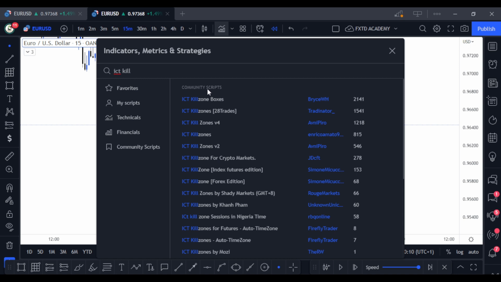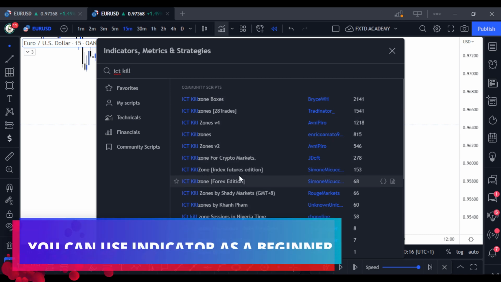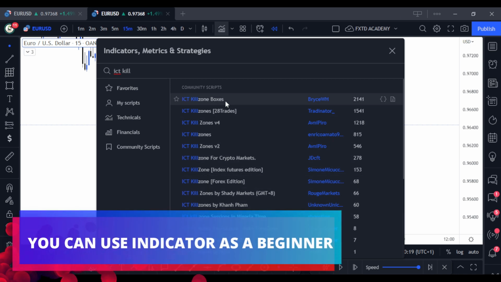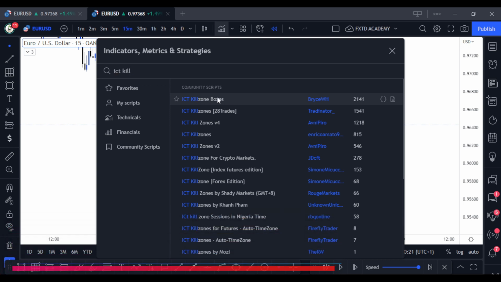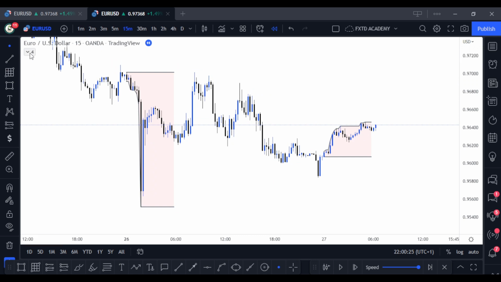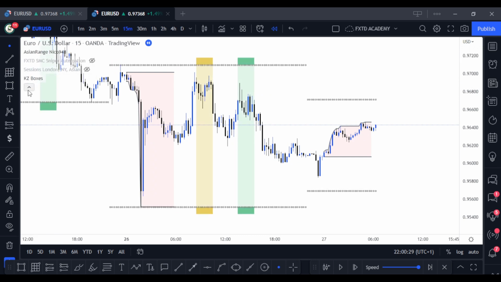Now, I personally am not using any of these indicators because I understand the concept very well. But we're going to choose a random box. So we're going to pick this particular one and let's see how it looks. So this is exactly how it looks, the PZ boxes. We're going to see if this is something we can work with.